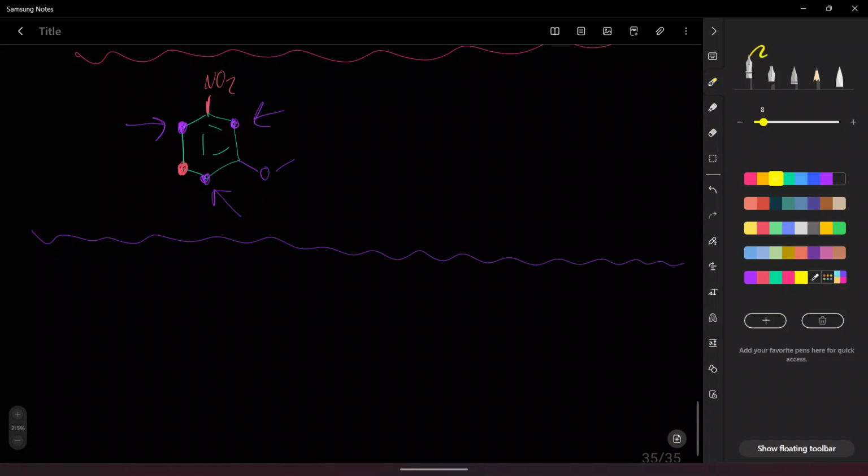Okay, and then we kind of already talked about this, but the final little thing that we sometimes have to worry about is for ortho-para directors. So obviously it's ortho and para, and you might say, well, which one is it? Do I go ortho? Do I go para? Does it not matter? So for steric reasons, para is almost always preferred. So para is usually preferred.